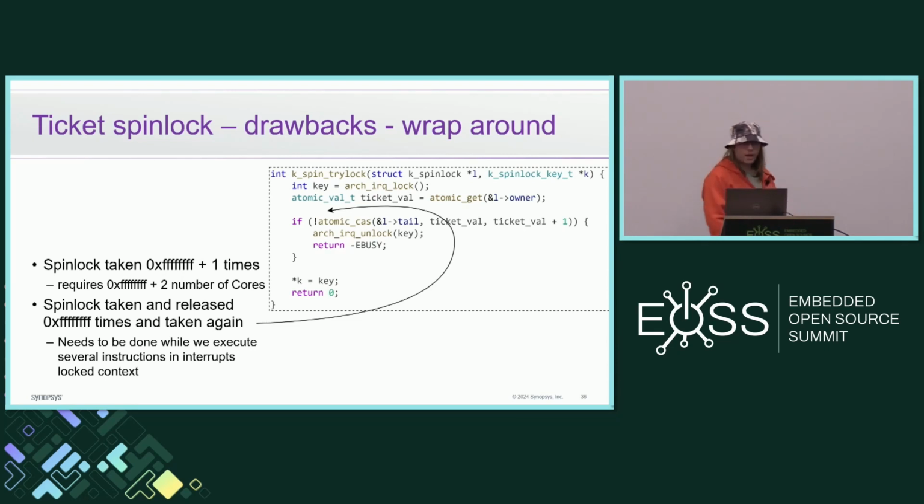And it has a tiny window where we may have potential issues. The window is between atomic get and atomic compare and swap primitive. It was marked with this arrow.